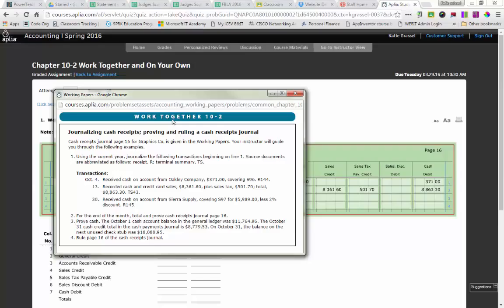Now, when I look at this transaction here, it's really important, because you are going to have an assignment in this chapter where they're just going to give you this $8,361, and up here in the directions they'll give you a sales tax, so you'd have to calculate your sales tax and then the total cash. It's really easy on those to make a math mistake.